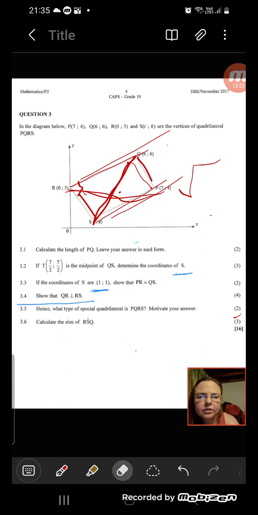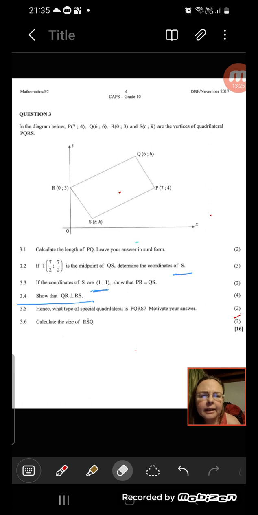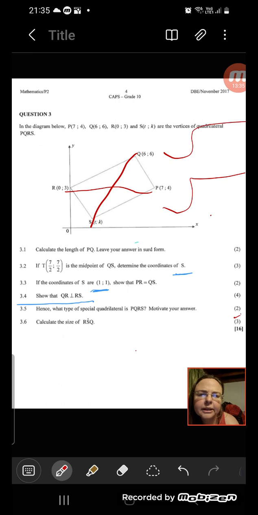There's a few different things you can do, but I would try and find the diagonals' length. I would do that formula, and then I would do that formula and prove that they're the same length. That's what I would do. Cool. So I would say it's a rectangle because of the corner and the diagonals being the same length.